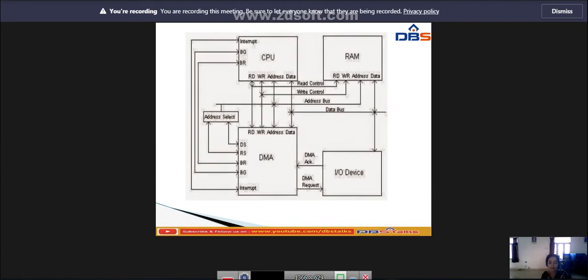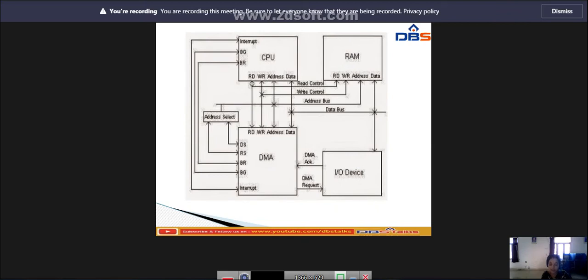The CPU responds with the BG line. BG means bus grant, informing the DMA that its buses are disabled. So the first point is that the peripheral device sends the DMA request, the DMA controller activates the BR, and the CPU responds with BG.